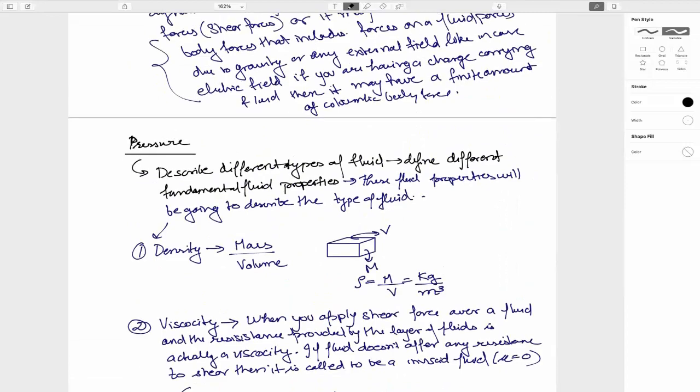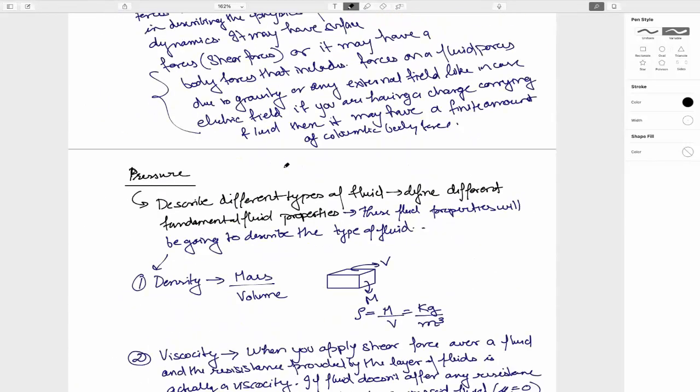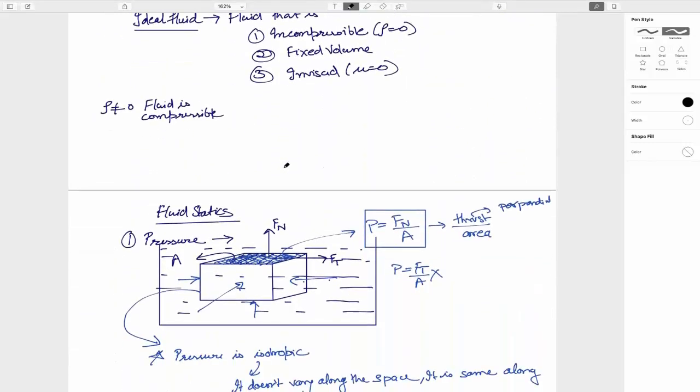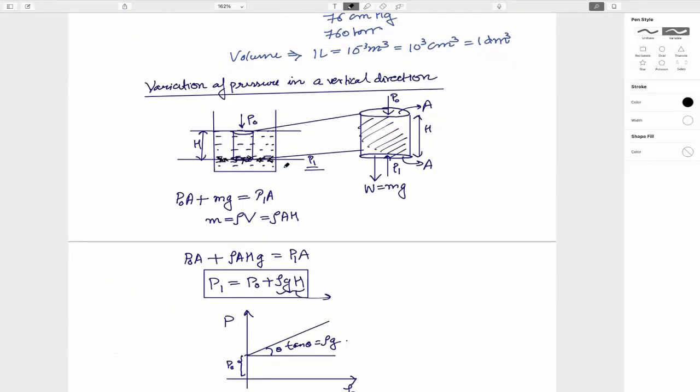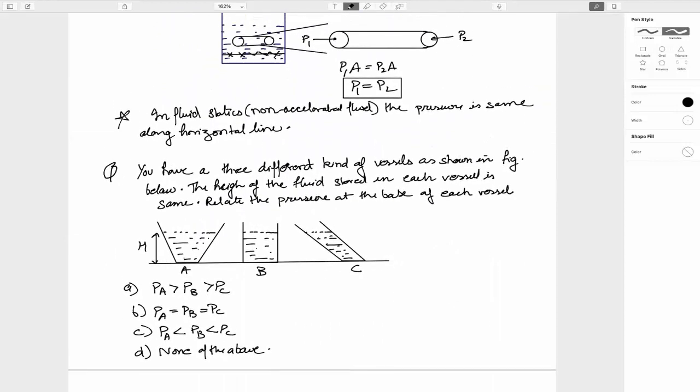So these are the fundamentals that we have discussed as a part of fluid statics. Tomorrow we will start with this question and we'll move along with some of the previous year questions also. Okay, thank you.